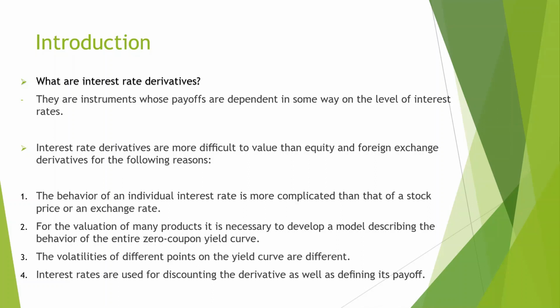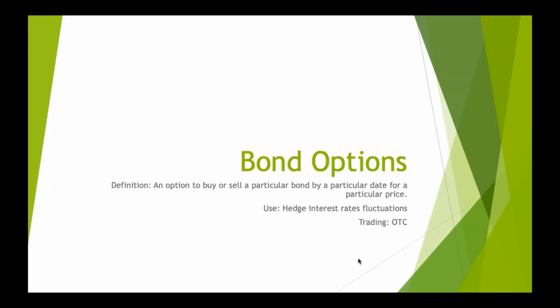But today in this chapter we will just be talking about the three most popular over-the-counter interest rate option products, which are bond options, interest rate caps and floors, and swap options. So first, we're going to talk about bond options.